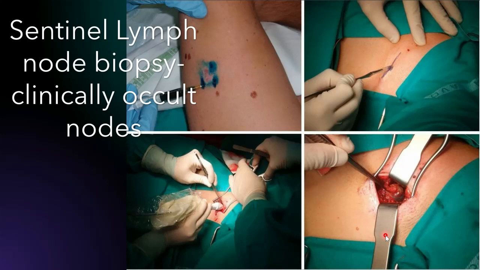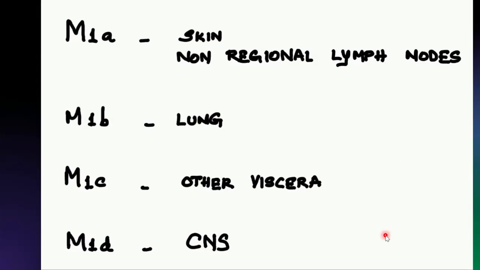For sentinel lymph node biopsy, the dye used can be isosulfan blue, lymphazurin blue, or it can be methylene blue. Isosulfan blue is more commonly used. Now metastasis is also special. M1A is skin or non-regional lymph nodes. M1B is lung involvement. M1C is other visceral involvement, and M1D is CNS involvement in case of metastasis.